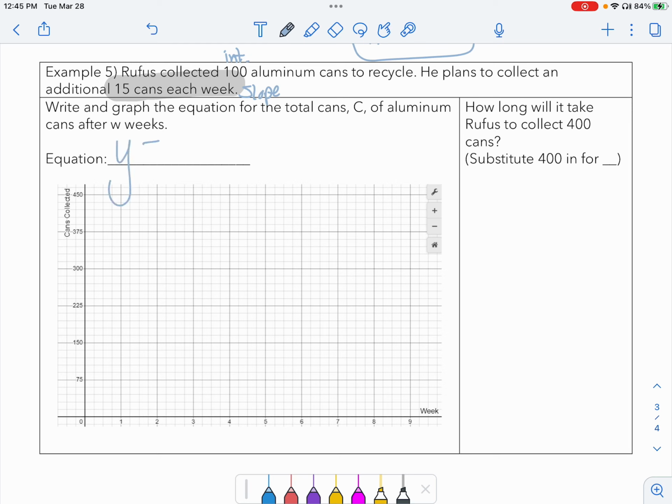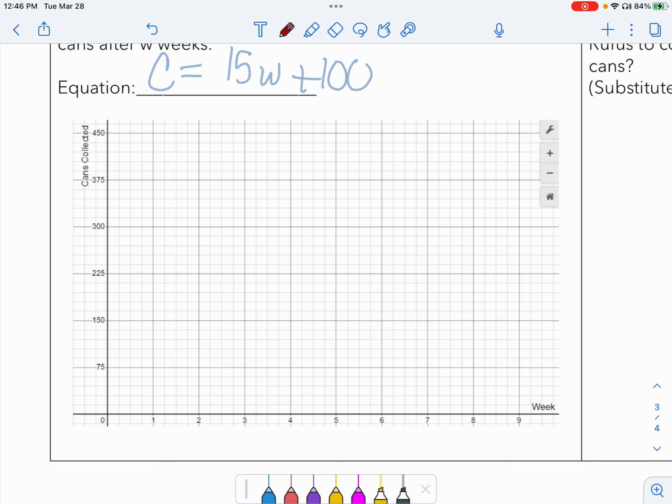So instead of y equals mx plus b, let's go ahead and put our initial value of 100 in there. He started with 100 cans, and we have a slope of 15. But they don't want us to use y and x. They want us to use c for cans and w for weeks. And you can see I've already put those labels on your graph for you, and I got a nice scale there. Let's go ahead and graph this, practicing our old y equals mx plus b skills.